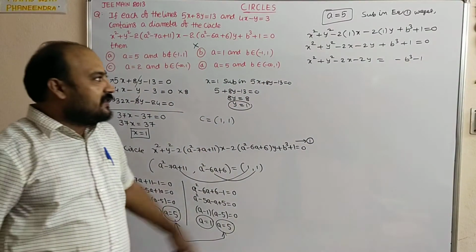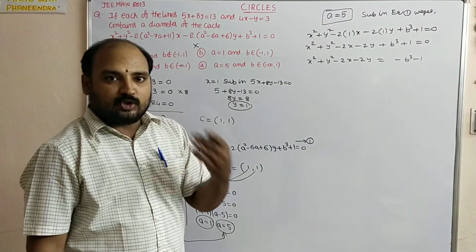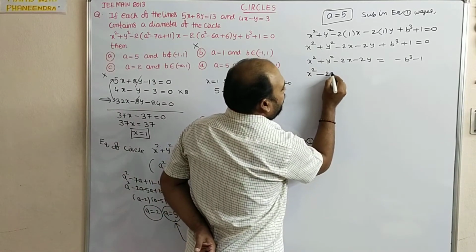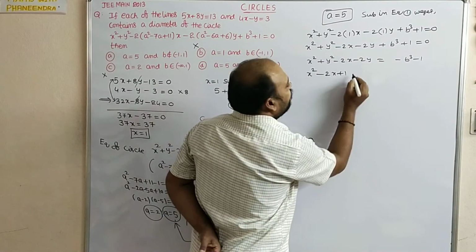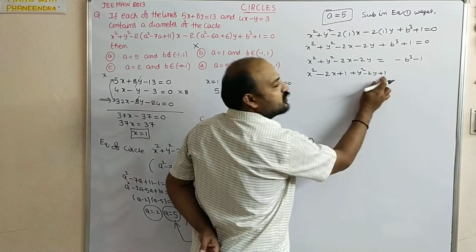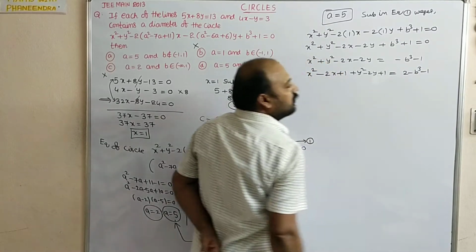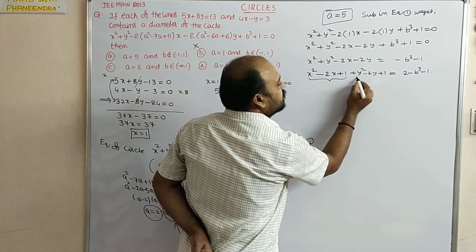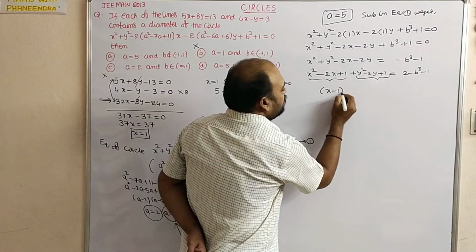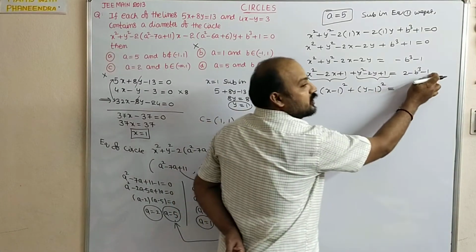Now I am going to make this equation of circle in the form of x minus h whole square plus y minus k whole square. So we are adding x square minus 2x plus 1, and plus y square minus 2y plus 1. Both sides we are adding 2 indirectly. So 2 minus b cube minus 1. This is the expansion of x minus 1, this is the expansion of y minus 1. So x minus 1 whole square plus y minus 1 whole square is equal to 2 minus 1, which is 1.